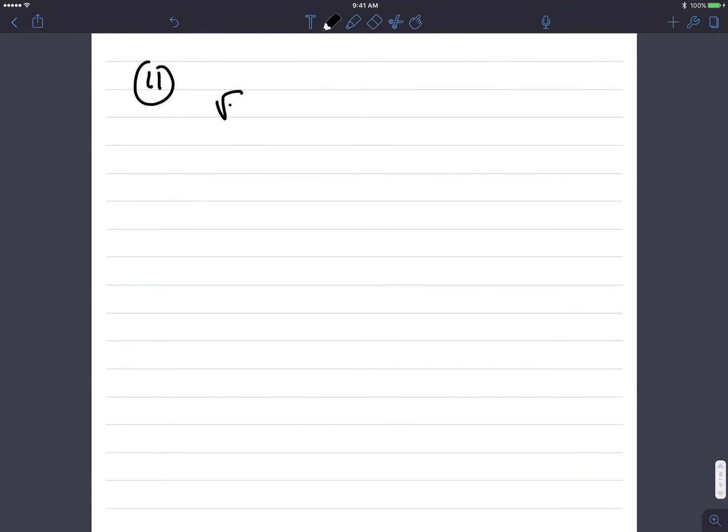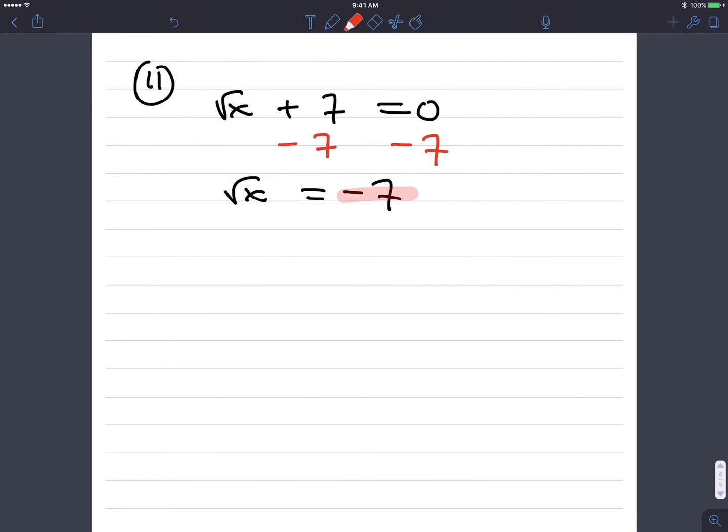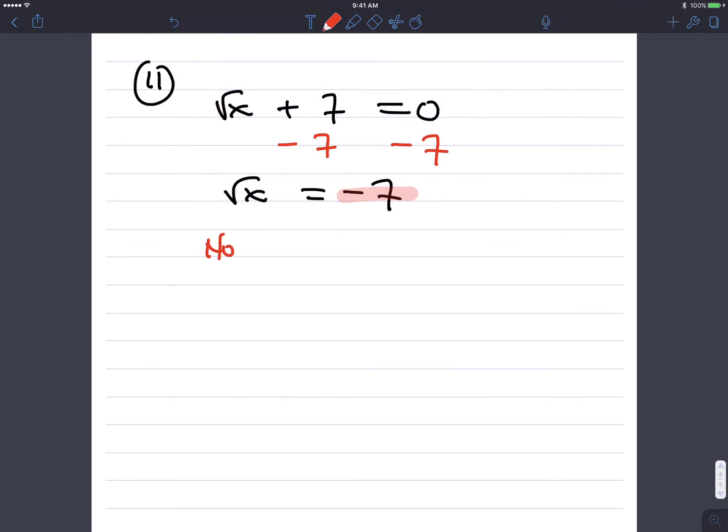Number 11. The square root of x plus 7 is 0. We're going to have to subtract 7 from both sides. We get the square root of x is negative 7. This is a negative number. So because there's a negative number, we say no real solution. The solution set is empty.